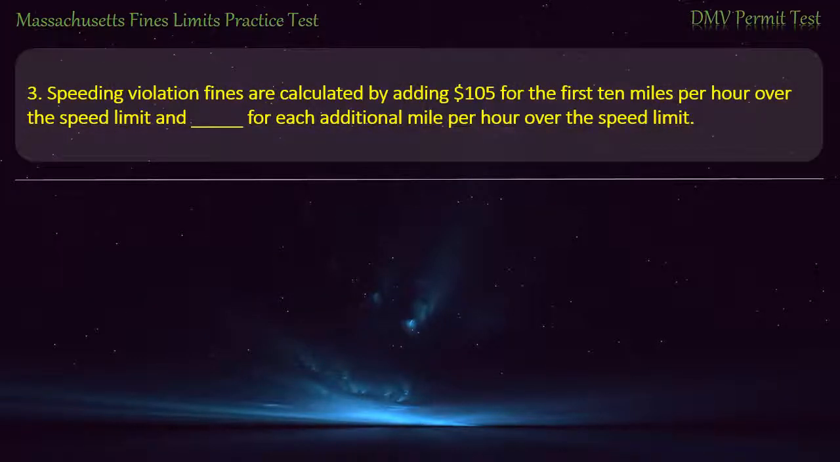Question 3. Speeding violation fines are calculated by adding $105 for the first 10 miles per hour over the speed limit and, for each additional mile per hour over the speed limit, $10, $8, $1, $5. Answer: $10.